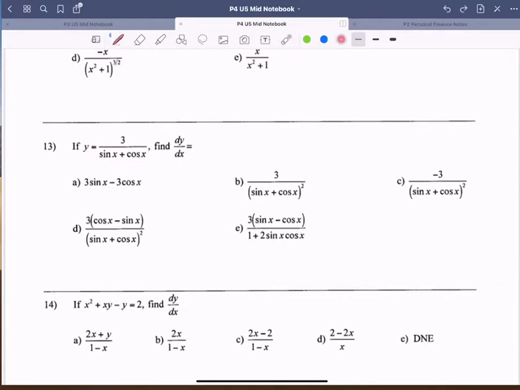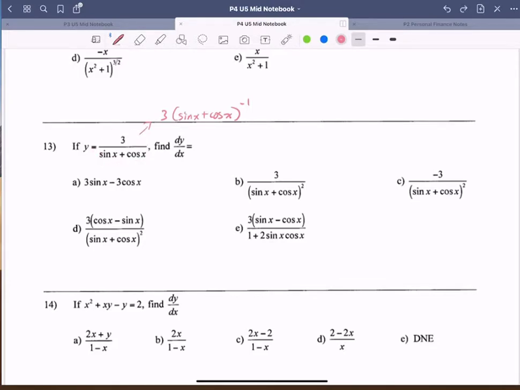Well, I can't cleanly make this not a fraction. I can't manipulate this and make it not a fraction. It's not going to be clean. It's going to be 3 times (sine x plus cosine x) raised to the negative 1. Now, nobody wants to derive that either. Well, maybe you do. You could if you wanted to. You just have to use the chain rule. I'm just going to go straight to this and derive that.